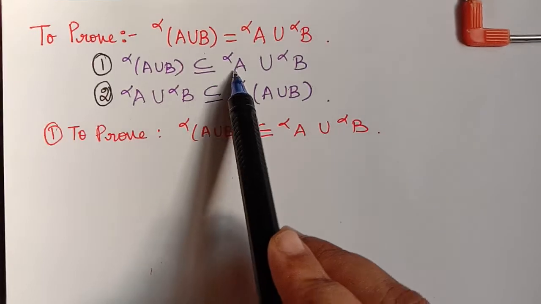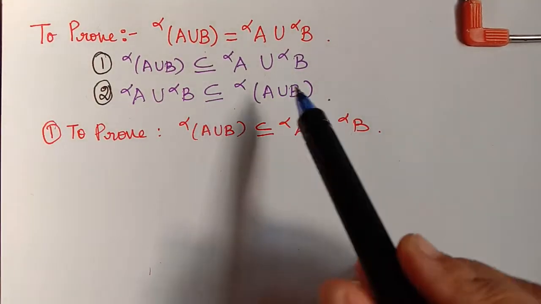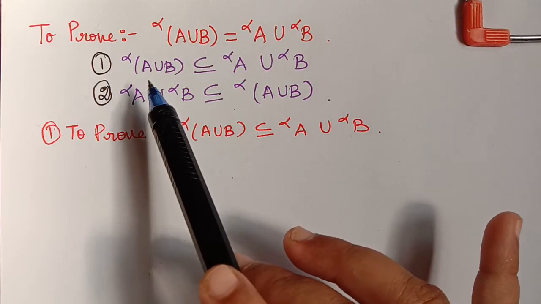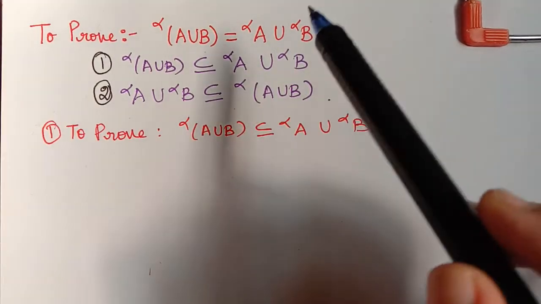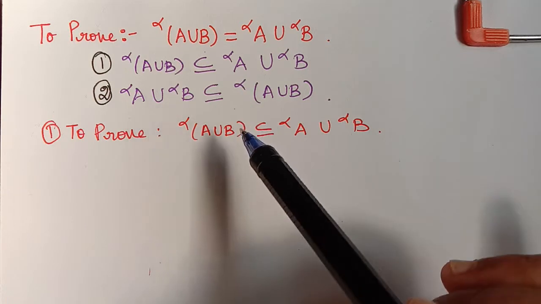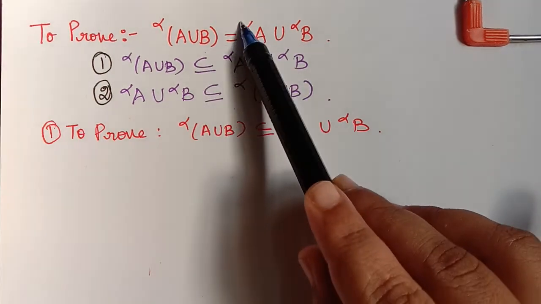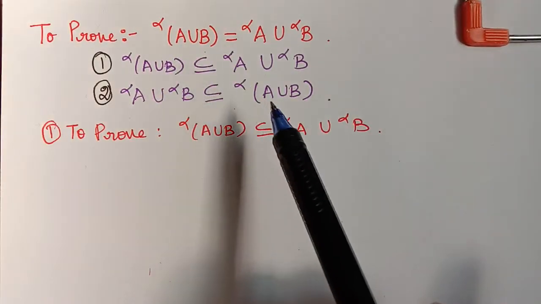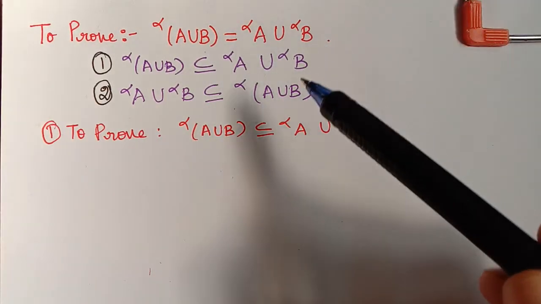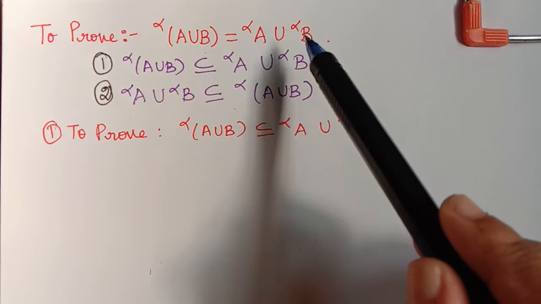Now this can be proved in two steps, where we will be proving that alpha cut of A union B is a subset of alpha cut of A union alpha cut of B. And then in the second step we will be proving that alpha cut of A union alpha cut of B is a subset of alpha cut of A union B. So by this we will be proving that this is equal to this.